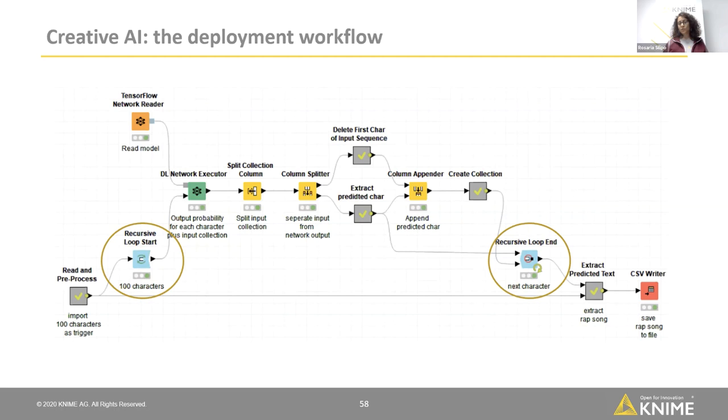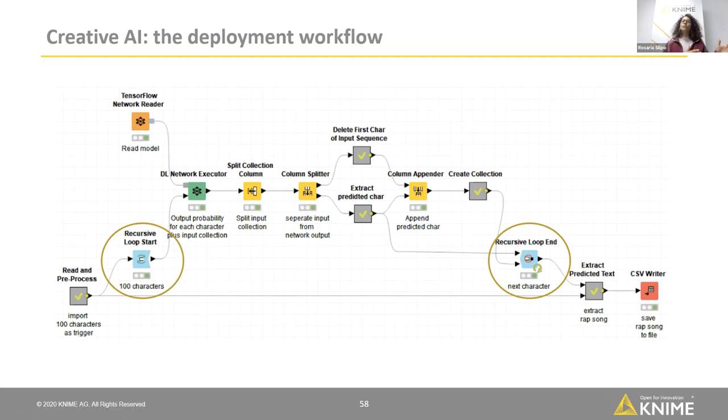And then once you pass them in the recursive loop, the network, so this is the network, the network executor is going to take them as input and predict the next character. There is going to be a bit of transformation. And then after that, you create the new collection that you want to pass back into the network. So you're going to have the input 100 characters, the one more character that you have generated here, you're going to put them together and kick out the first character in the previous sequence.